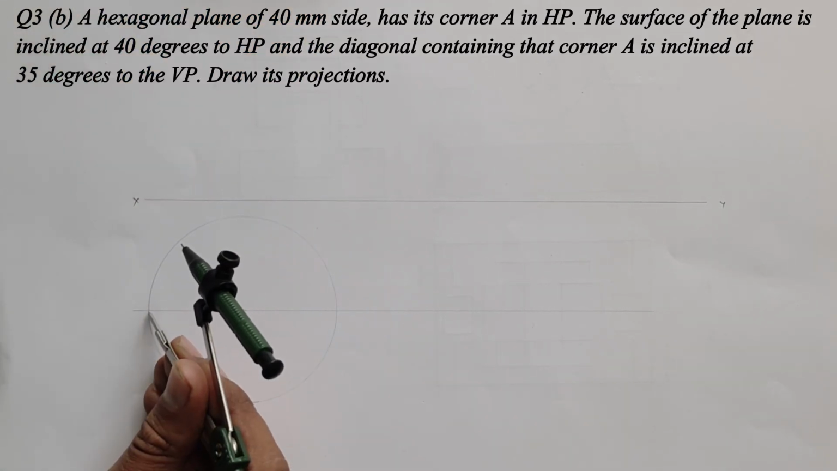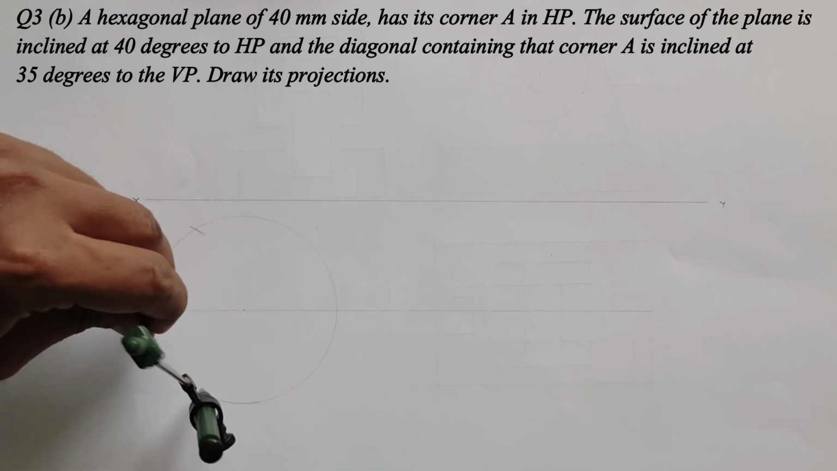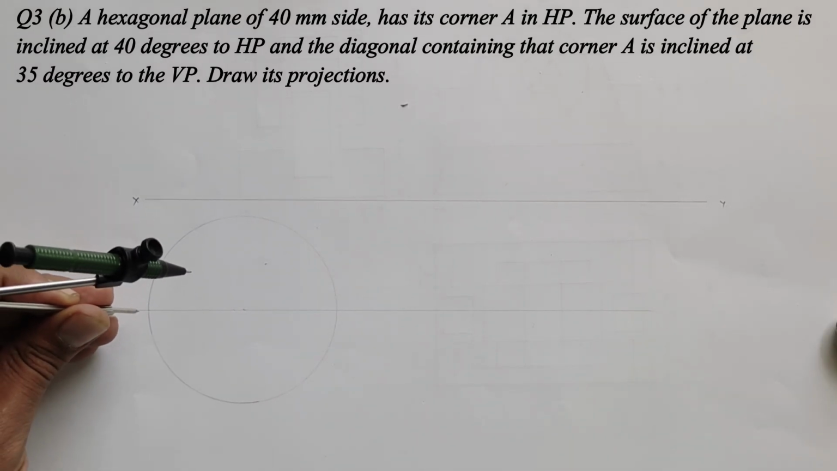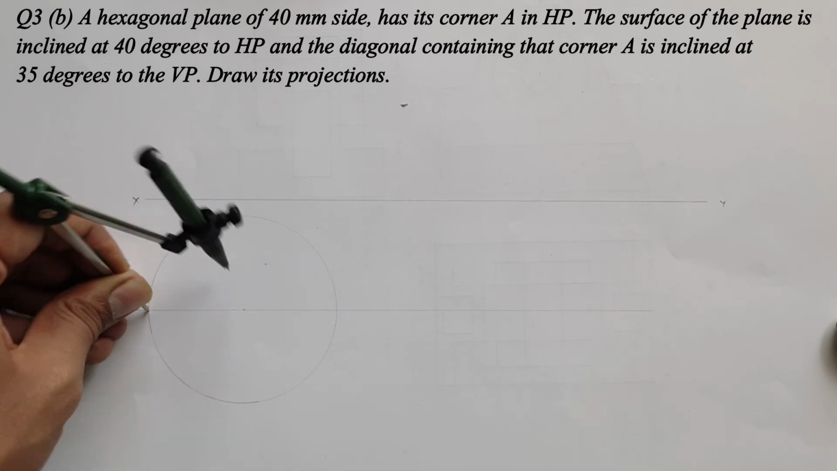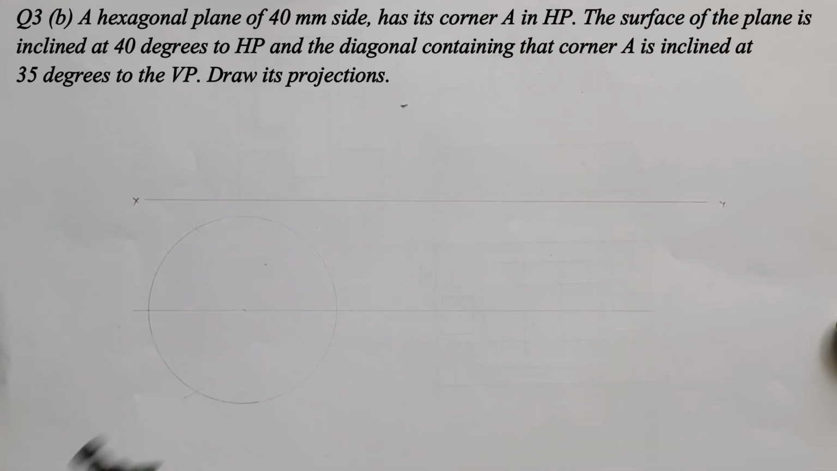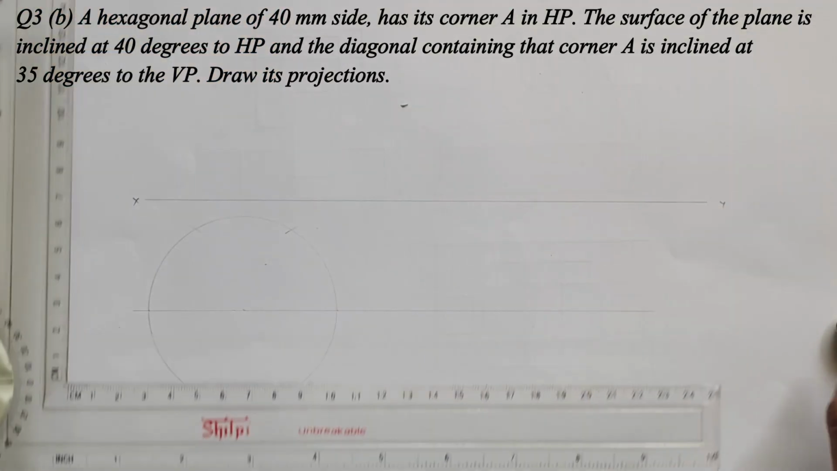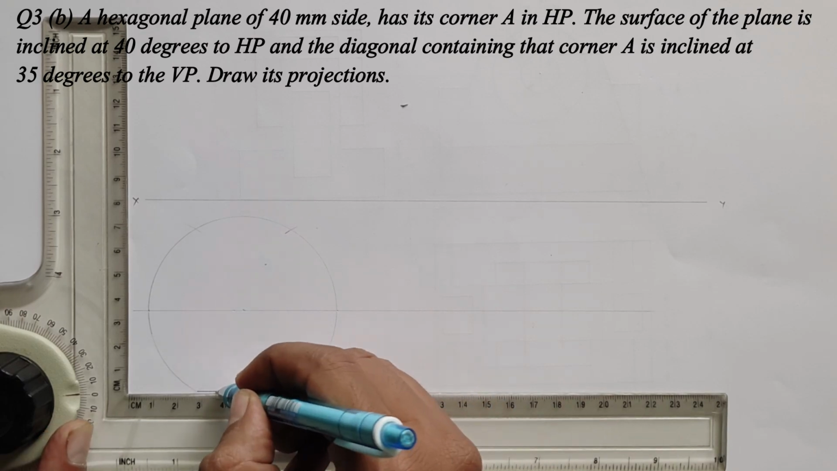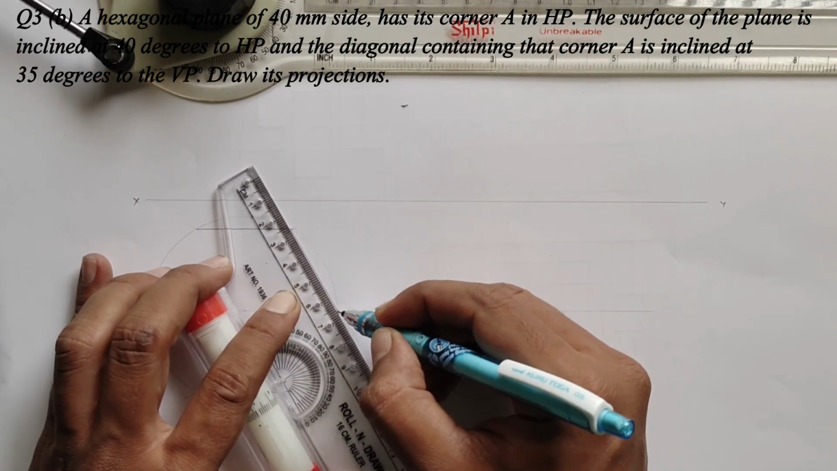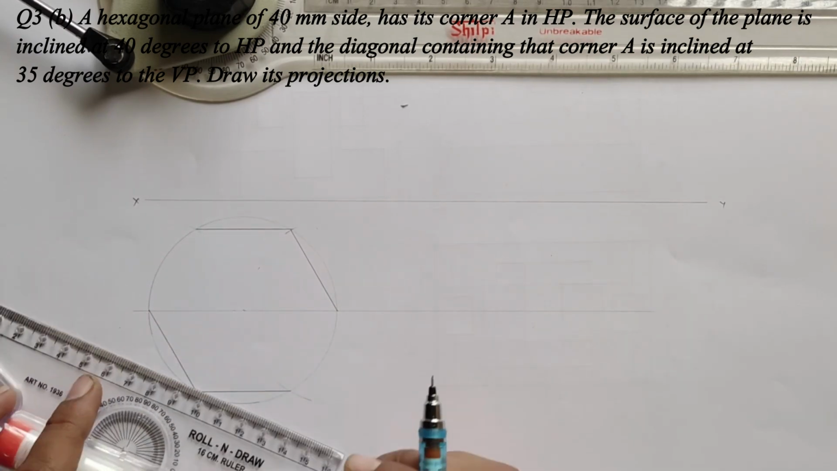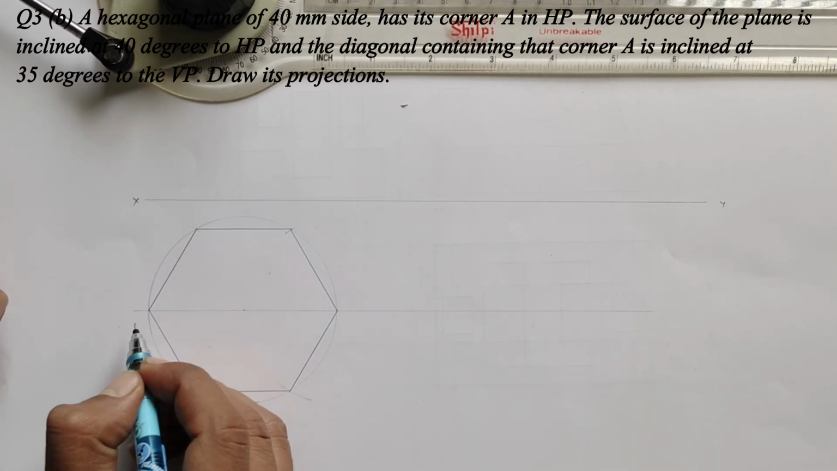We need the corner in HP, so here you should need a corner here. So using this as the cutting point. As we need the corner in HP, using this as a center with the same radius with which the circle was drawn, cutting an arc on both sides. Similarly from this side. Let's complete the hexagon. Labels.